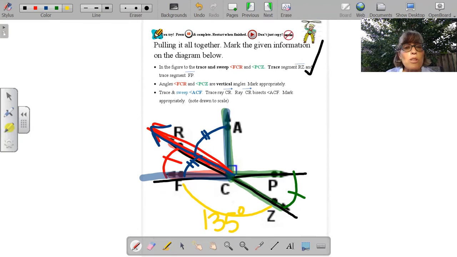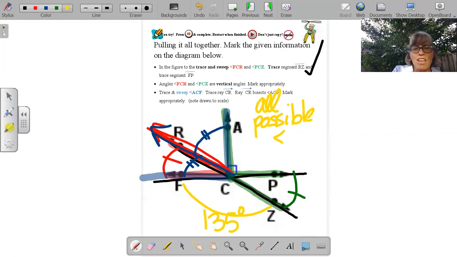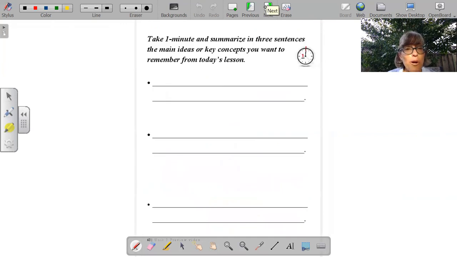Knowing what you've marked on the diagram, I want you to find all possible angles in this diagram with this given information. I'm not going to give you the correct answer. I'm going to check it in class. Find all possible angles given this scenario. Don't forget to summarize the main things that you have learned in this lesson.